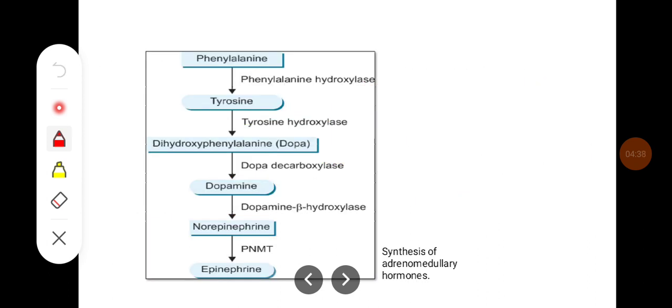So this is how medullary hormones are synthesized from phenylalanine, which gets converted into tyrosine, then dihydroxyphenylalanine, which is dopa, because by decarboxylase it gets converted into dopamine, then norepinephrine by dopamine beta hydroxylase, and then to epinephrine by PNMT.